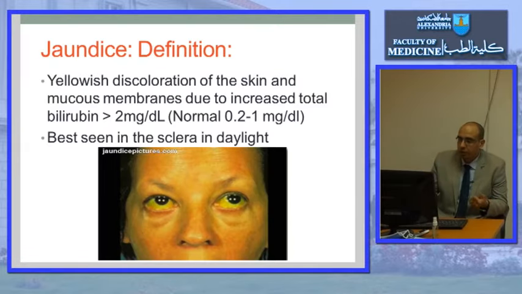Jaundice. Jaundice is yellowish discoloration of the skin and the mucous membrane due to increased total bilirubin of more than 2 milligram per deciliter. Normal bilirubin is from 0.2 to 1 milligram per deciliter. From 1 to 2, it is called subclinical jaundice. Jaundice will become clinically evident mostly when the bilirubin is more than 2 milligram per deciliter. It is best seen in the sclera in daylight.